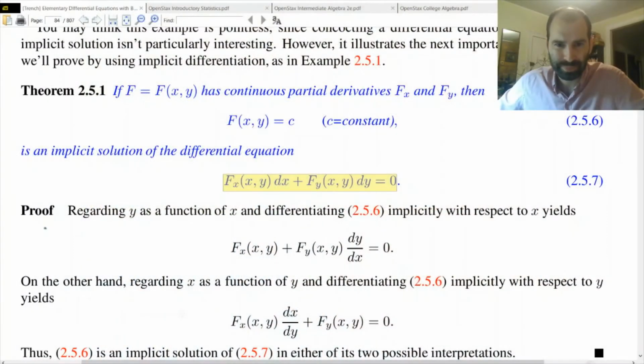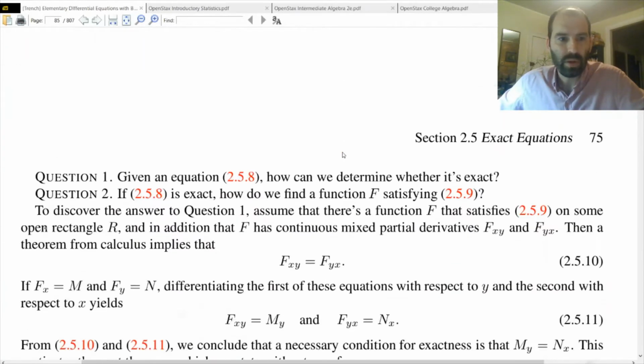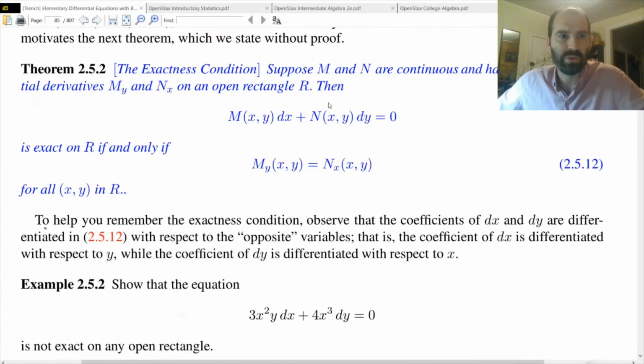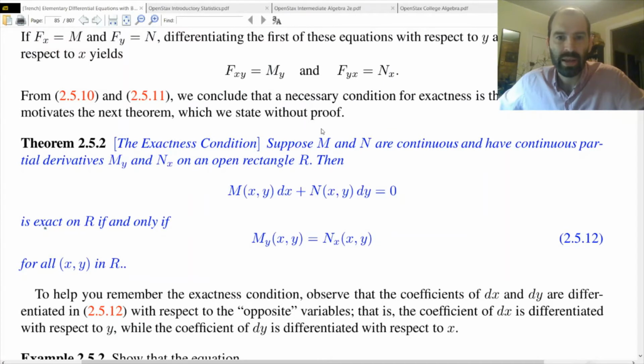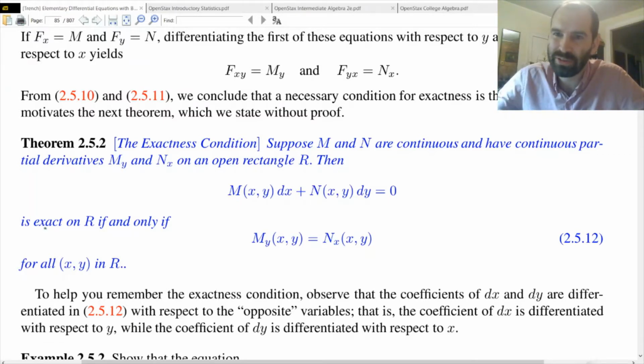So let's go back. Okay, that brings us to theorem 2.5.2, which is a very important theorem, and it's going to tell us how to identify when a differential equation is exact without having to find the solution. Because if you have to find the solution to tell if it's exact, then what's the point? You're done, you found the solution, right? So we'd like to be able to tell whether or not we can expect to find a solution before we do it, right? And that's what this theorem is about.